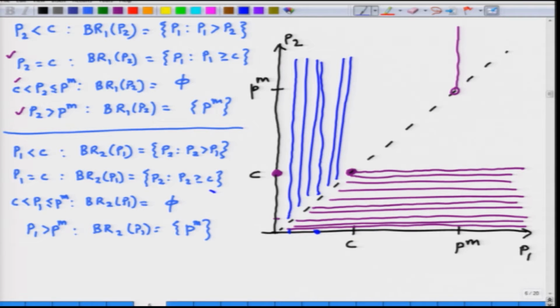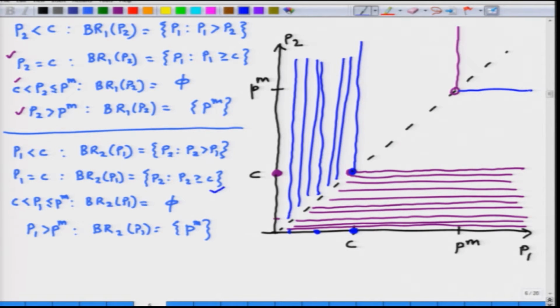Now, when P1 is exactly equal to C, what do I have? The best response for firm 2 is to also choose a price which is C and any price which is greater than C. For all prices P1 between C and Pm, there is no best response, right. So, it is a null set, and for any price P1 which is greater than the monopoly price, firm 2's best response is to always choose the monopoly price. So, we have firm 2's best response here.